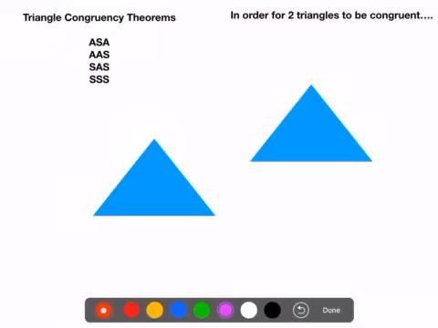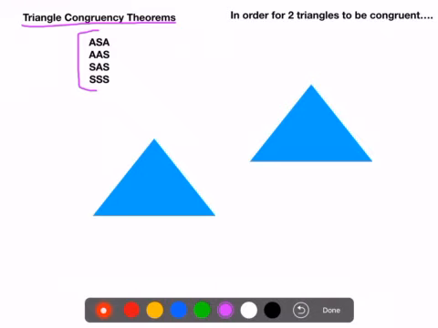Quiz is continuing to work on proving two triangles congruent. So two things to review with that. First is your triangle congruency theorem. In order to prove two triangles congruent to one another, you have to use one of these four.